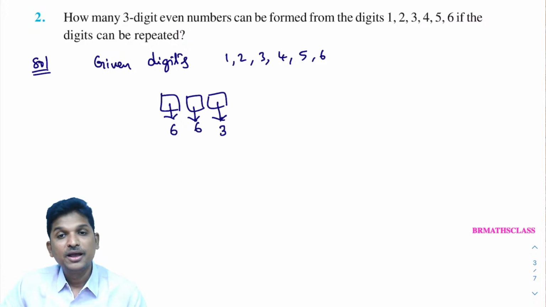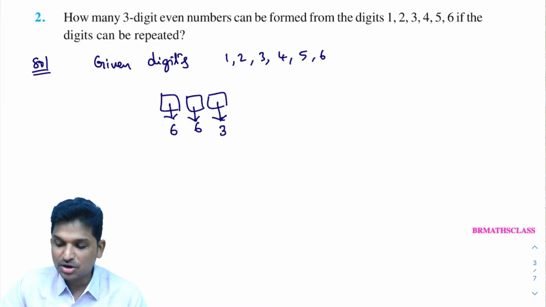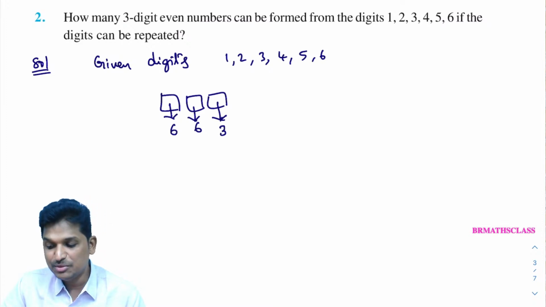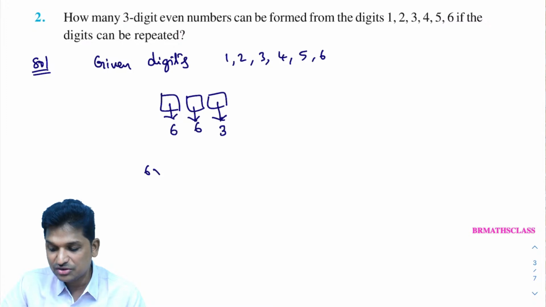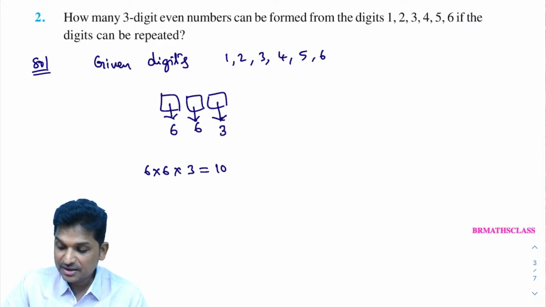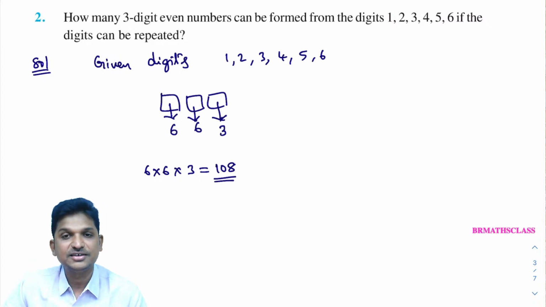So by the fundamental principle of multiplication, what can we say? I can say that the total number of 3-digit even numbers that can be formed using the given digits is equal to 6 into 6 into 3. If we multiply them, you will get 108.